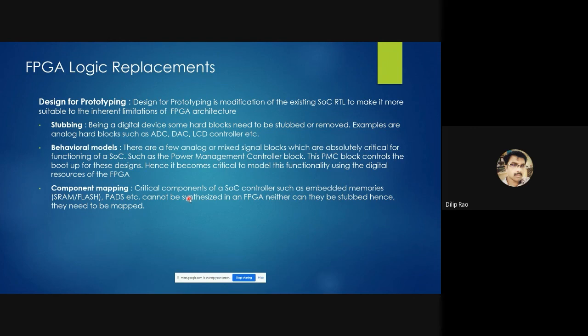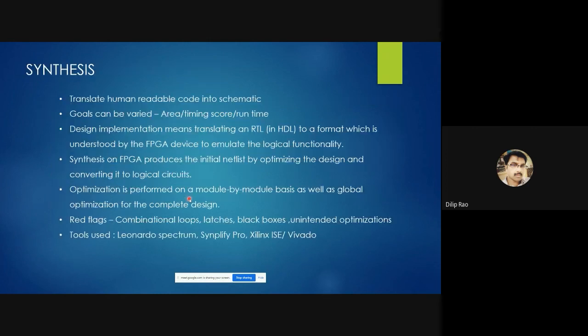And then you need to have several other behavioral models. Certain models, for example the power management block, rely heavily on analog signals or the analog to digital interface. So those models will no longer work as they are. You need to take care of them. You also need to replace, for example, technology specific embedded memories like SRAMs, flash, pads and IOs. They cannot be synthesized as they are. So that has to be stubbed and modeled here.